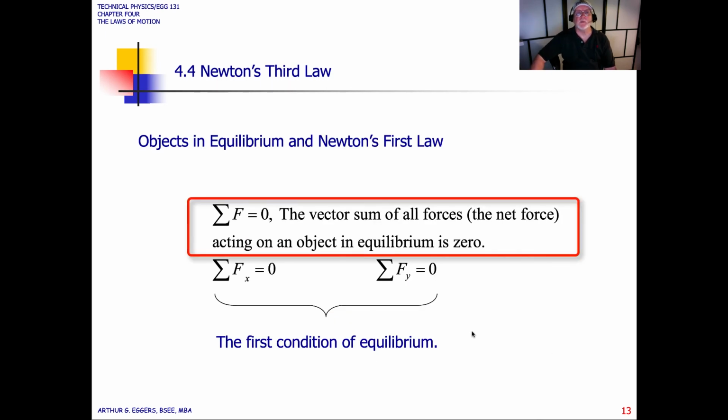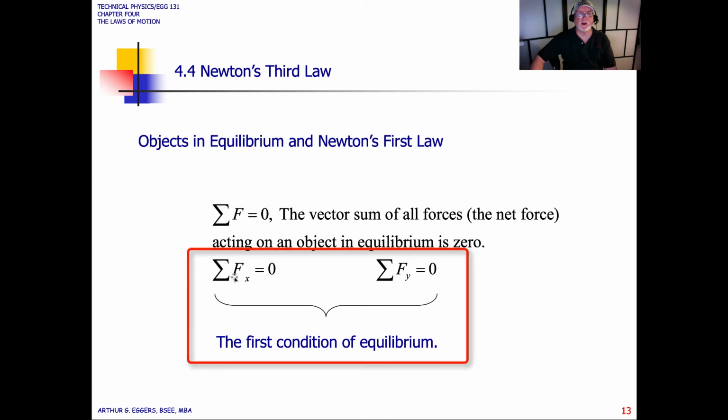Objects in equilibrium and Newton's first law then say that if I sum the forces and the summation of those forces is 0, that the vector sum of all the forces, the net force acting on an object in equilibrium, there's the key point, in equilibrium is 0. So when you think about this, we've got something that's not moving. It's sitting there, not doing anything, and it's going nowhere.